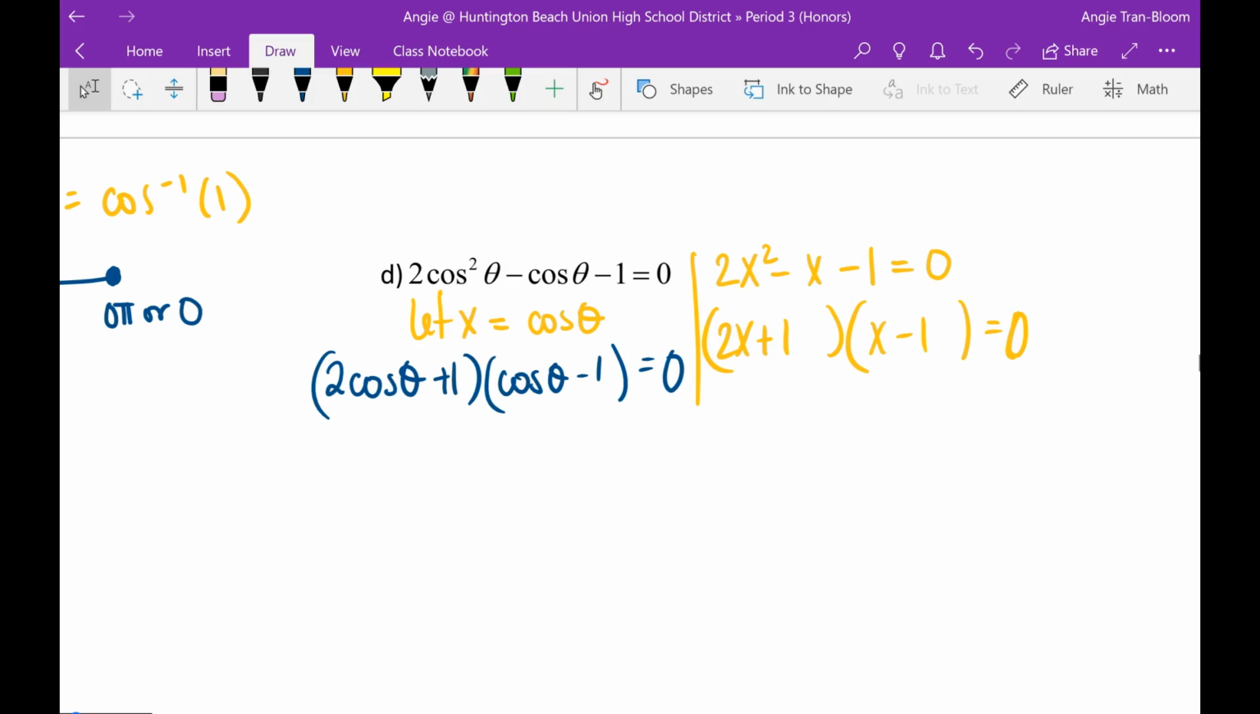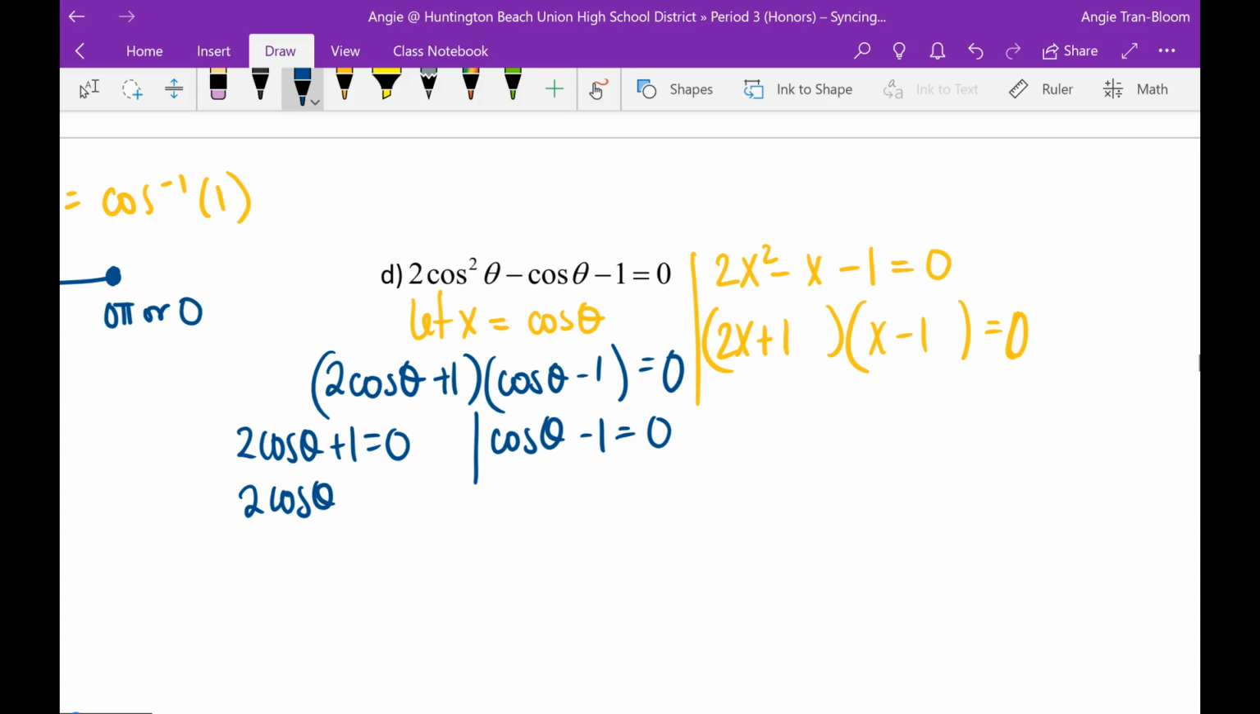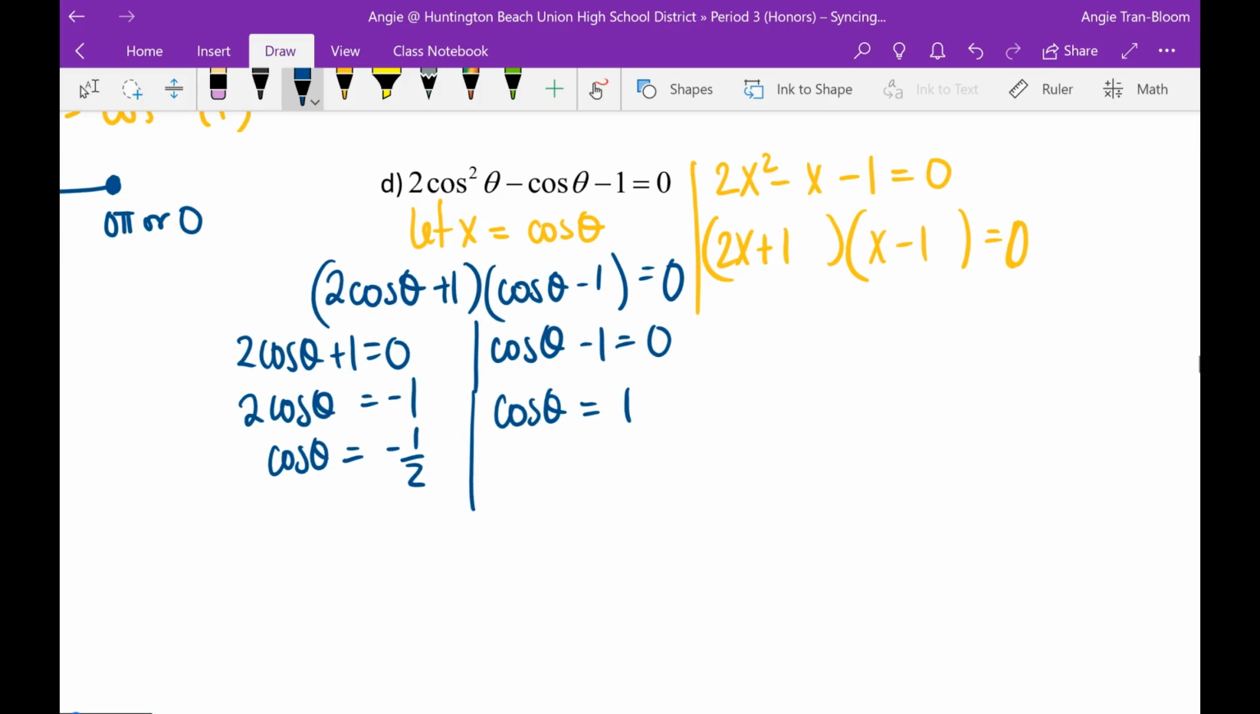Solve by how? Set each factor equal to 0. Then I'm going to go to cosine of theta equals negative 1/2. That means cosine of theta equals a negative 1/2. Is that correct so far? On this side, straight up, cosine of theta equals 1. Okay. Now, cosine of an angle equals 1. What angle is this side talking about? Back to 0, huh? So 0 or 0 pi.